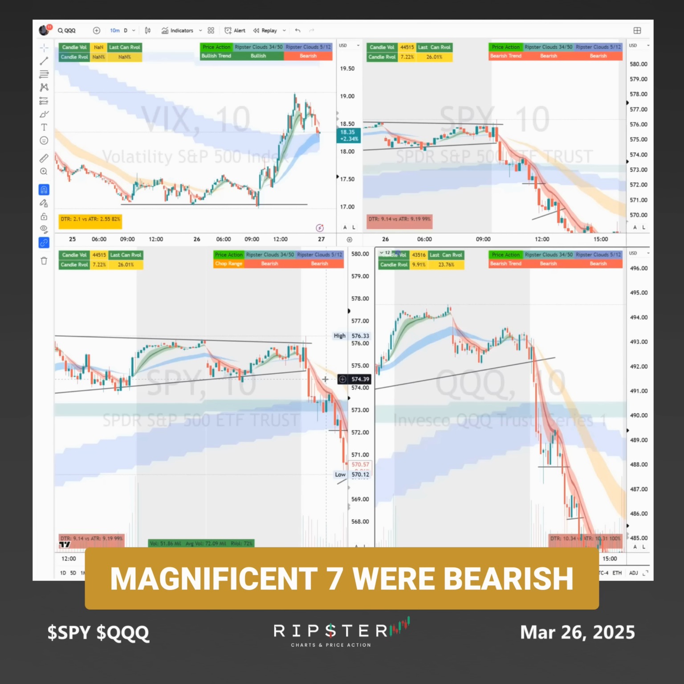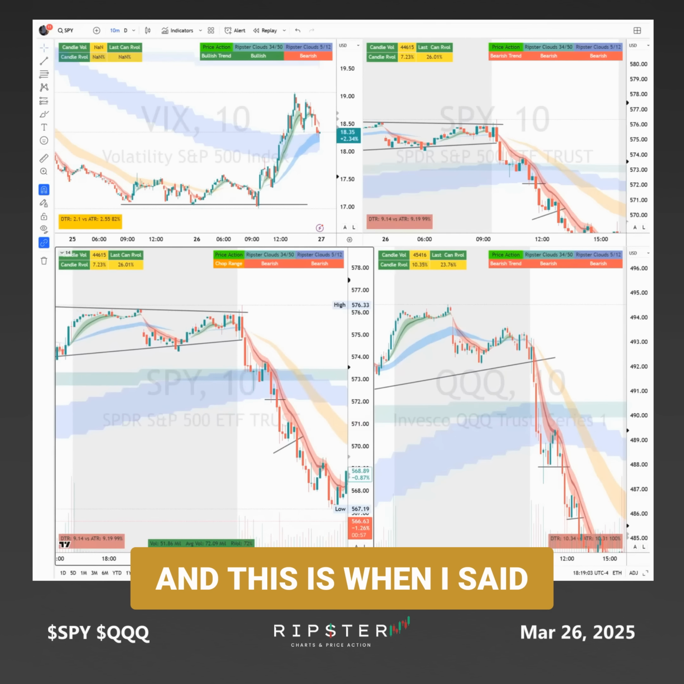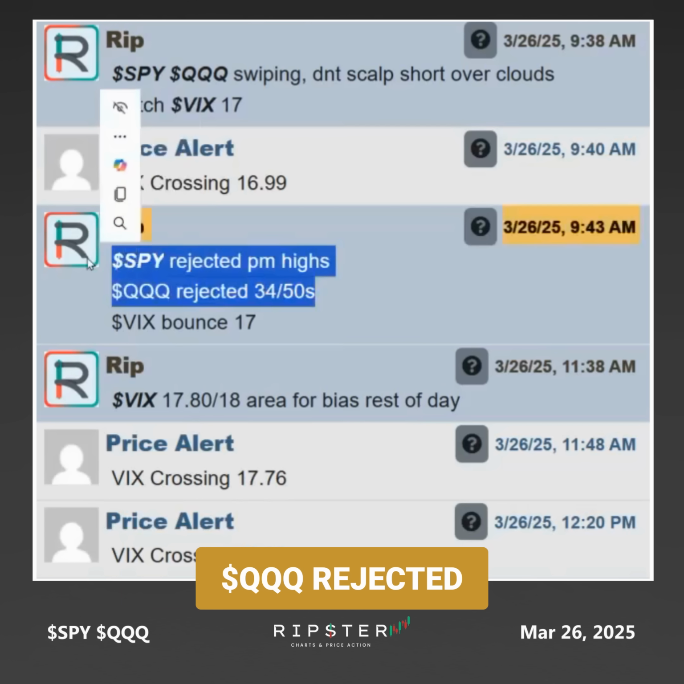On top of that, Magnificent 7 were bearish. So this was the reject, and this is when I said rejected pre-market highs, QQQ rejected, and you can reshort it, and then we'll use the buys. So you can reshort the market.